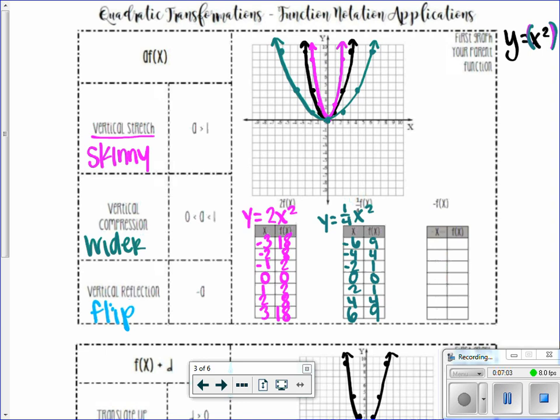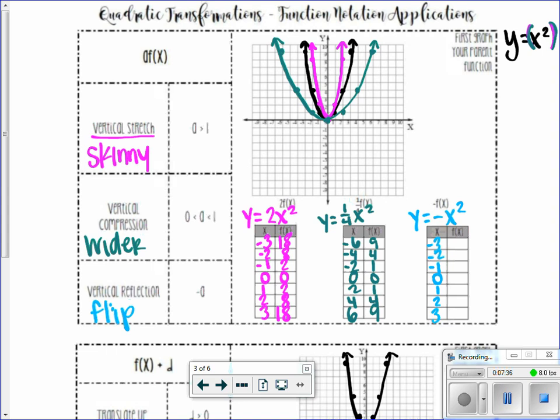Okay. And then on the last one. The last one is a vertical reflection because there's a negative on the outside. Is there any number that's going with it? Just a -1. So that means we're just flipping this to make it -x squared. Guess what's going to happen? Can anyone make a pretty logical guess of what our points are going to be without using your calculator?